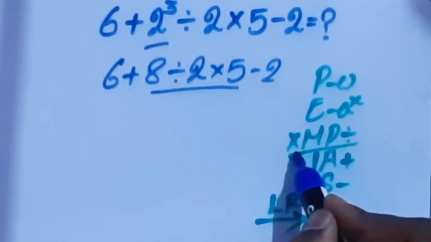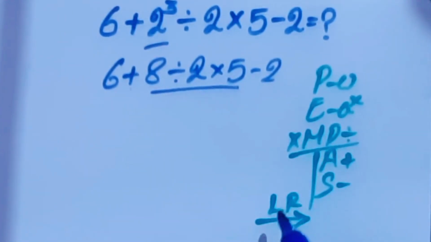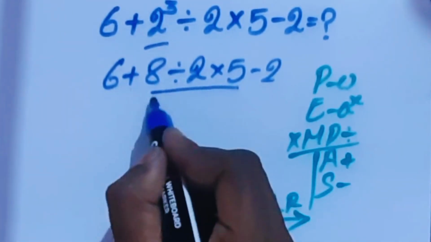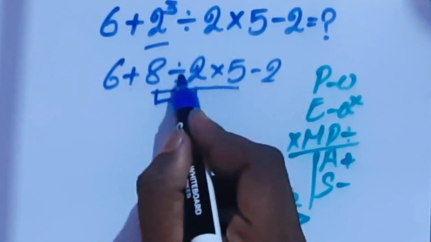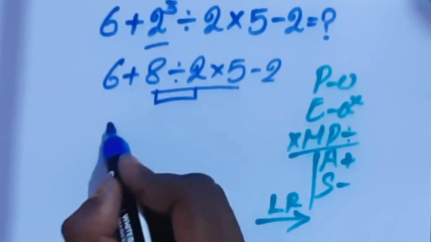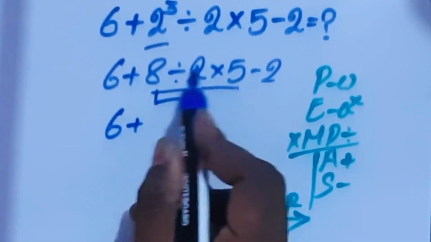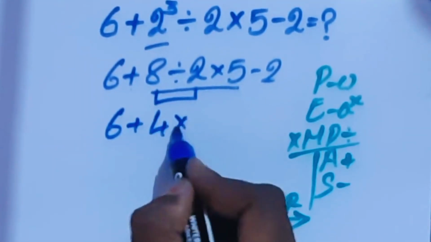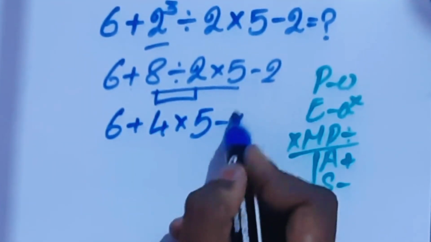Here multiplication and division are equal priority. For equal priority, we have introduced the left to right rule. Here left to right is this 8 divided by 2. So we have to do this 8 divided by 2 before any other operation. So 6 plus 8 divided by 2 is 4, times 5 minus 2.